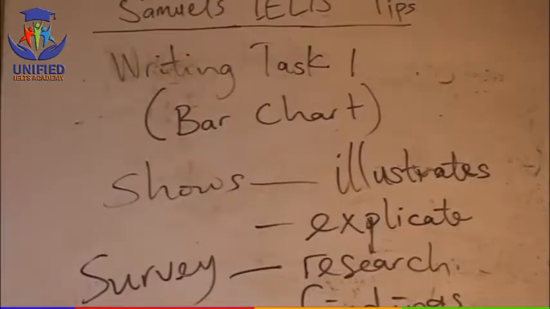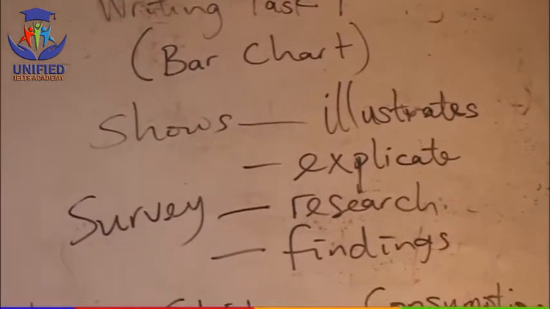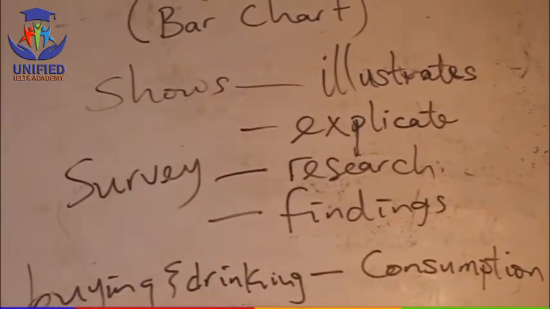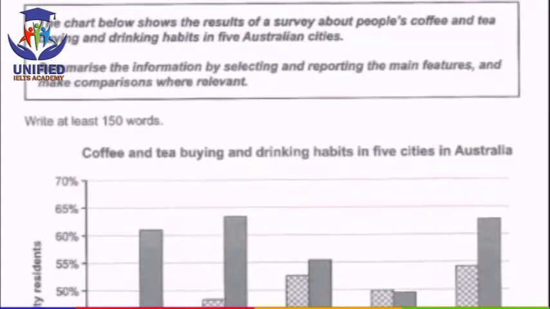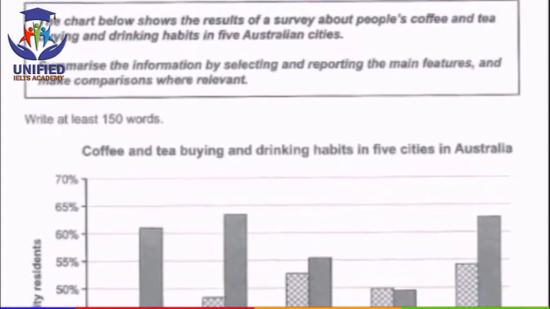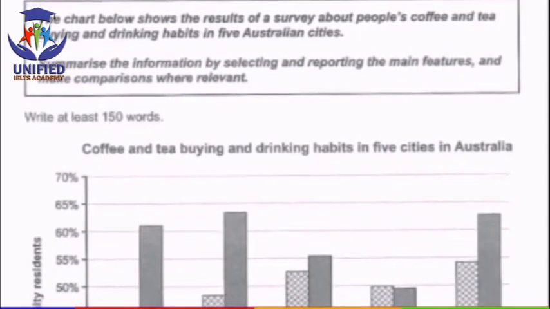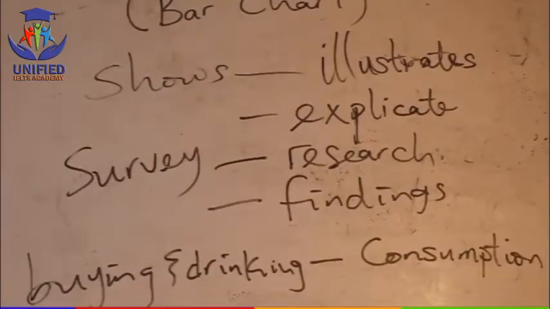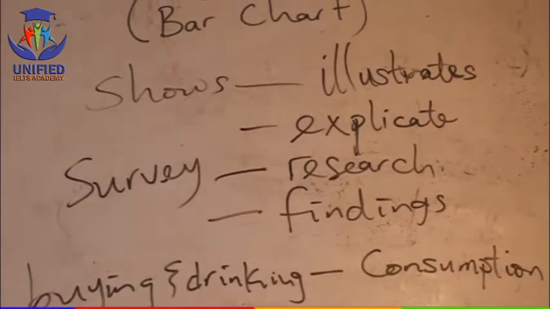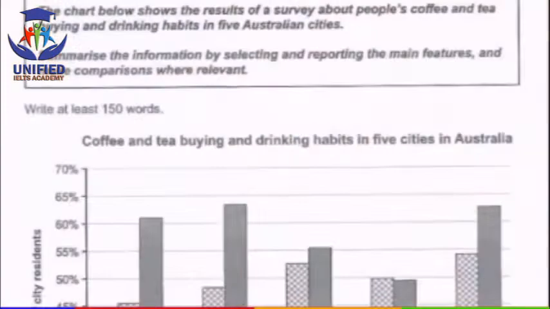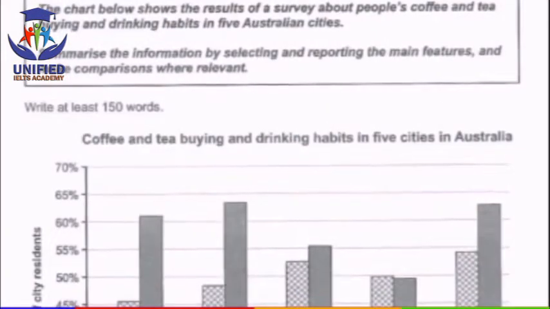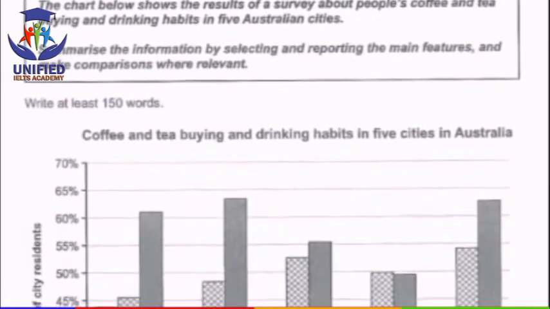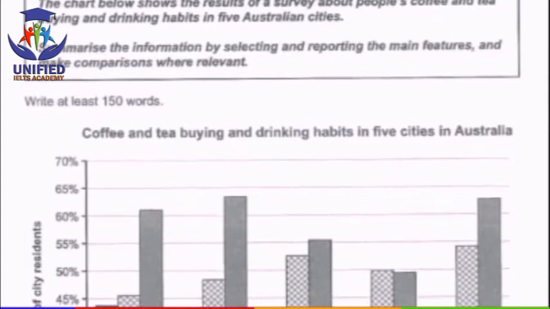The chart illustrates. If you like, you can say the given chart illustrates the results of research carried out. Can you see? Carried out about people's consumption of coffee and tea in 5 Australian cities. With that, you have given a paraphrase of the statement, the caption given to this bar chart.